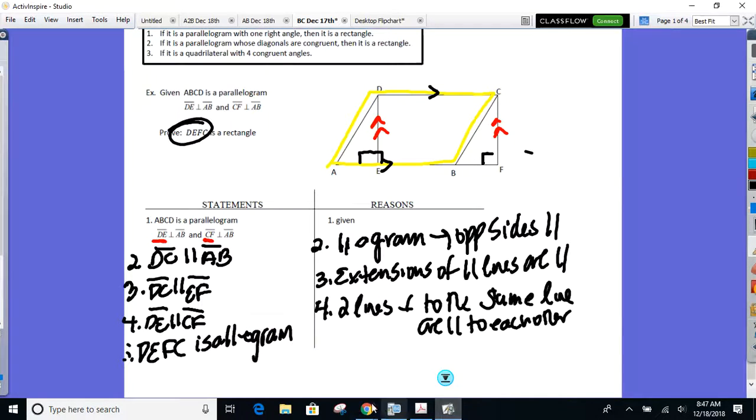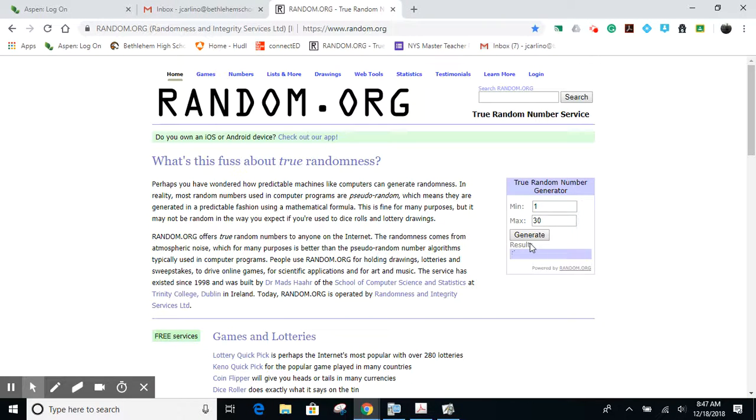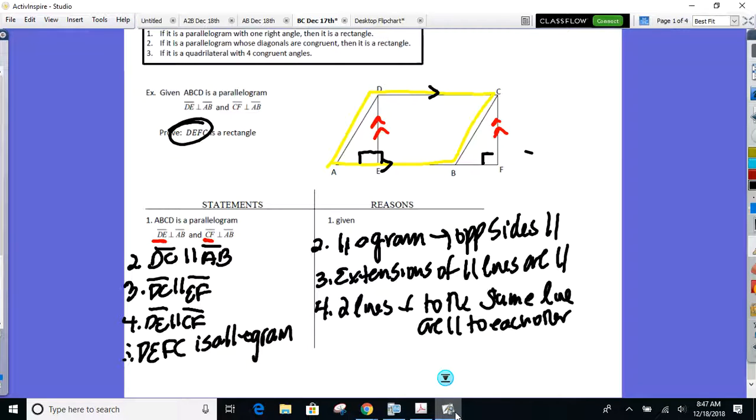Why is it a parallelogram the way we did this? Why is this beast a parallelogram? Opposite sides parallel implies parallelogram.